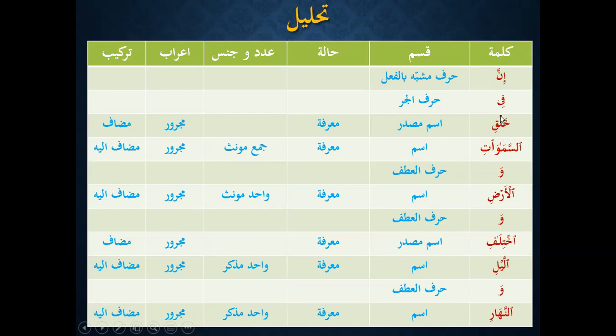Inna fi khalq al-samawat fi ikhtilaf al-layl. Again, this is harfi ataf, and fi here, in the changing of, from being day to night. So that ikhtilaf, that changing, is mudaf as well. So it's masdar, and it is ma'rifa, because it is mudaf ila ma'rifa. Al-layl, yeah?